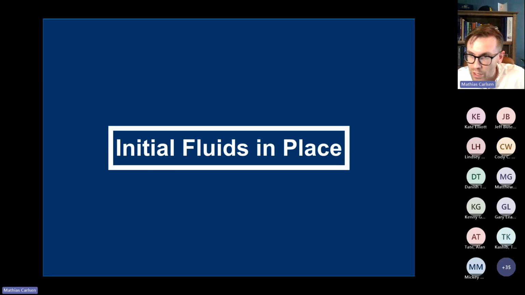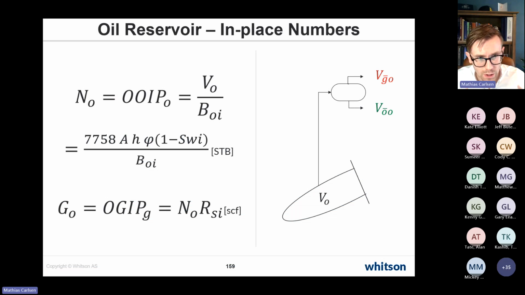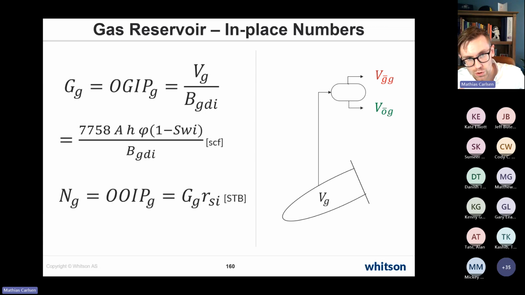Great. So if we bring in these things that we learned in terms of in-place volumes, we've learned all the time that to get the oil in place number, it's the hydrocarbon pore volume divided by the formation volume factor for oils. And if you want the gas in place number, you just take that number and multiply with the RS term. Similarly, on the gas side, you can use a similar formula. You take the hydrocarbon pore volume divided by the formation volume factor, and that's how you get the gas in place number. Then to get the oil in place number, you multiply that gas in place number with the RV term. So that's one way of doing it.